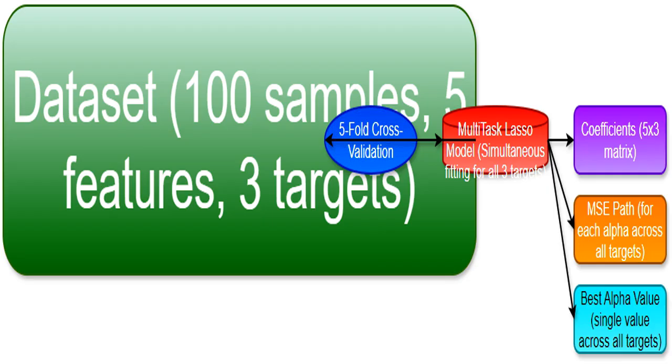I'm using MultiTaskLassoCV, which means I fit one model to predict all 3 target variables at once. I don't fit separate models for each target, instead, I leverage information across all of them to improve predictions. Think of it like learning to play multiple instruments at the same time. You're developing skills that benefit all instruments.